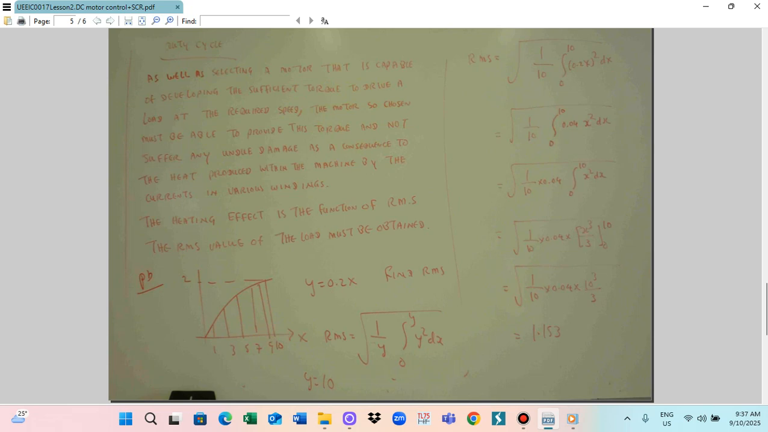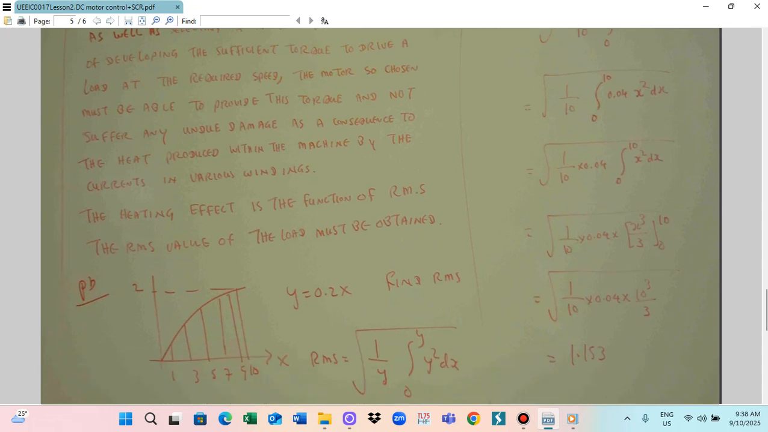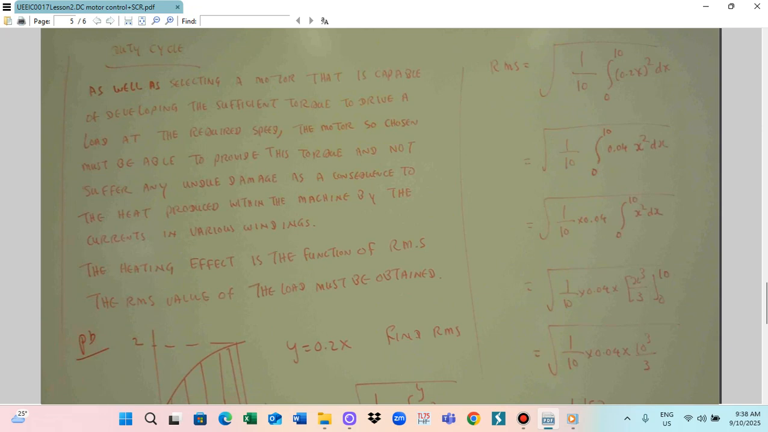Not only are the motors capable of carrying the load, they also need to withstand the heating effect. As well as selecting the motor for its capability of developing sufficient torque to drive the load at the required speed, the motor so chosen must be able to provide this torque and not suffer any undue damage as a consequence of the heat produced within the machine by the current in the various windings. The motor has armature windings and field windings. When the current is flowing inside the windings, it will produce a heating effect, and this heating effect needs to be withstood by the motor.